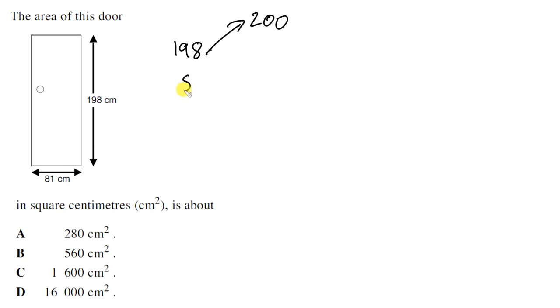Whereas for 81, we'll round down by 1, down to 80. And instead of doing 198 times 81, which is difficult to do, we'll just do 200 times 80. And let's do that on the side here.